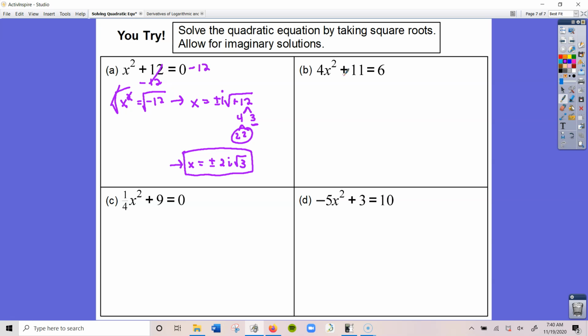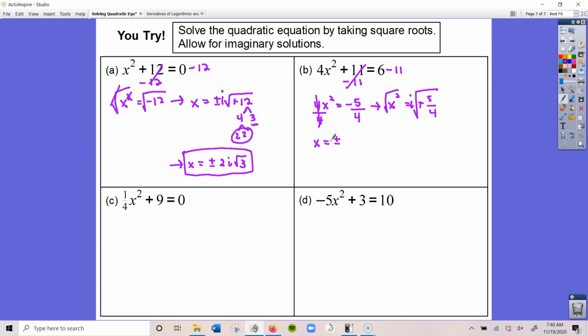Let's try it with 4x squared plus 11 is equal to 6. First, I would subtract the 11. And I get 4x squared is equal to negative 5. Next, I would divide by 4. And so now I have x squared is equal to negative 5 over 4. When I square root, I see I have a negative inside the radical. So I know that I'm going to have to first make it positive and bring out i.